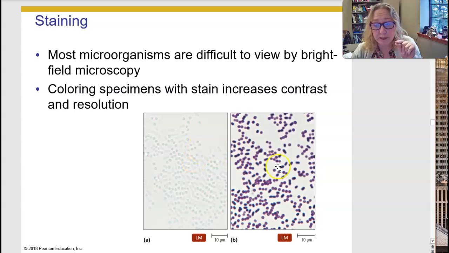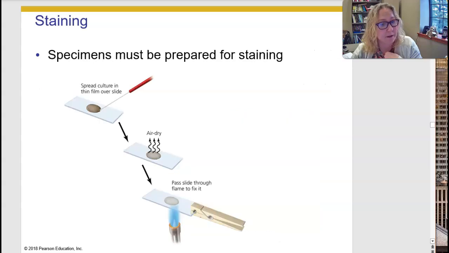So what we're going to do is stain our bacteria. Not everything needs to be a gram stain, but we need a basic stain just so we can see that thing in the microscope. Do you see why this is going to be impossible to focus? It will take you forever. Nobody wants to do that. So you have to prepare that thing for staining.